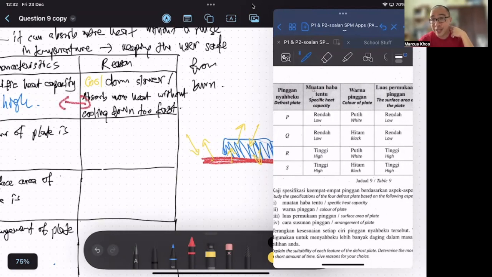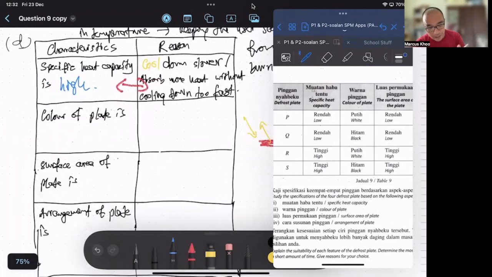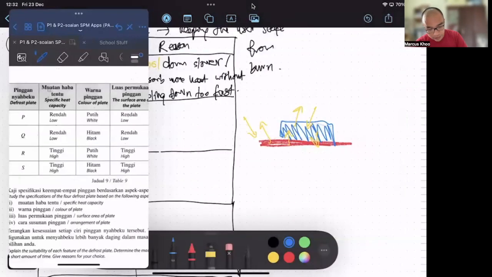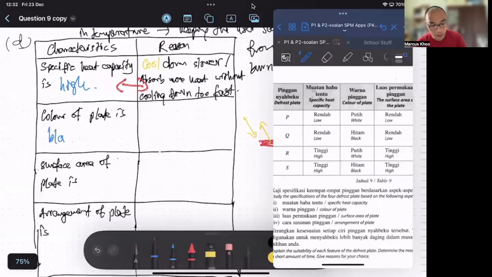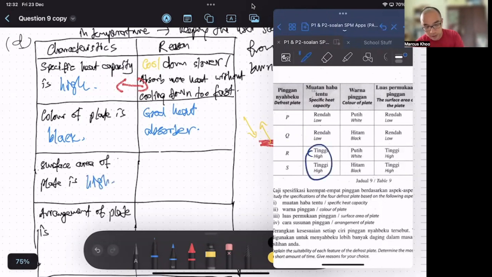It's a bit weird lah, if you think about it. The color of the plate is of course black lah, because black is a good heat absorber. It absorbs heat and light very well. The surface area of the plate is high. Let me mark this first. So black, and so we have high.